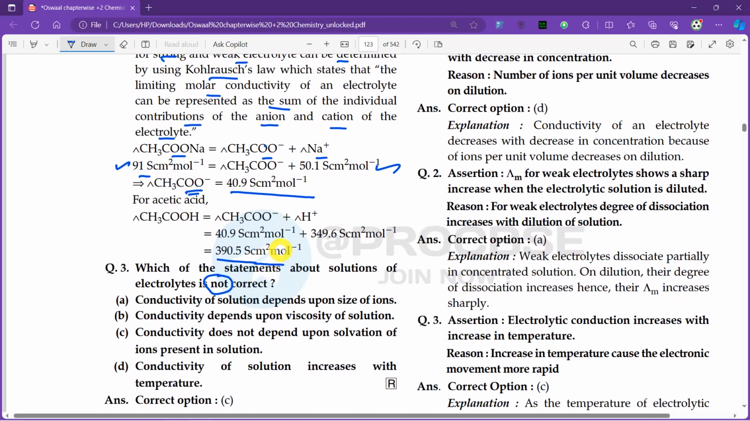And here, option C says the conductivity does not depend upon the solvation of ions present in the solution. It's a wrong thing, because if the number of ions increases, the conductivity increases, right? So from this question, we are getting three important points. The conductivity of the solution depends upon the size of the ions. It's a right thing. The conductivity depends upon the viscosity of the solution. It's a very good thing. And the conductivity of the solution increases with temperature. This we know, right? So this is a wrong option here. So the answer for this question is C, right?